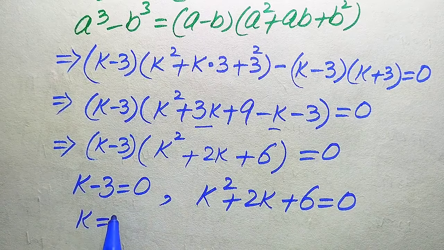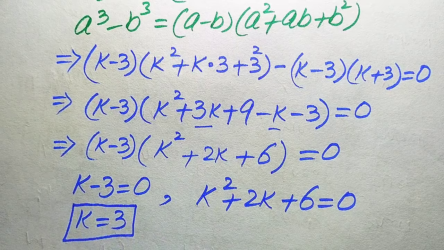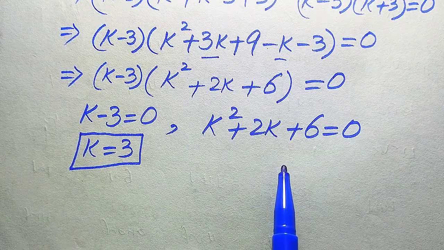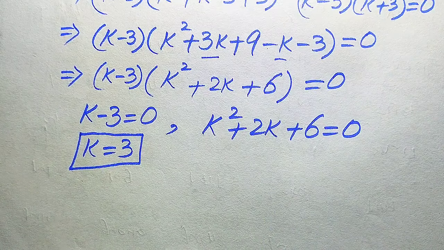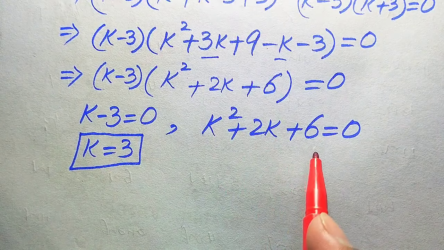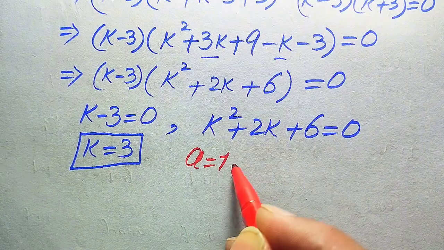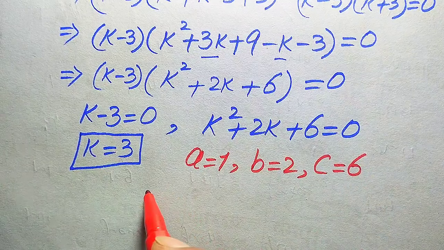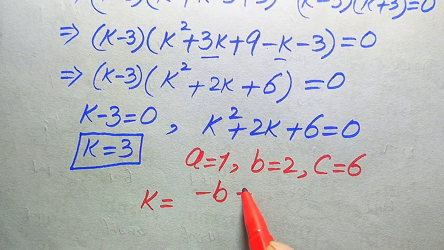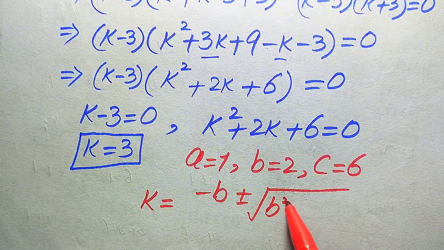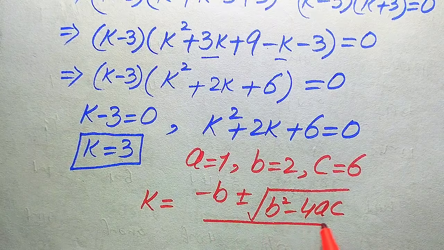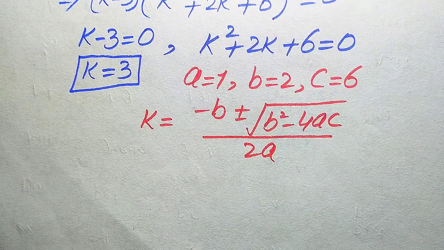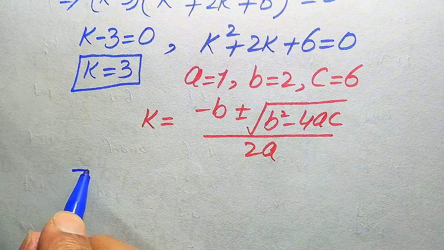So from here we easily get the value of k equals 3, and you see here this is the quadratic equation, and we need to use the quadratic formula to solve this equation. For the quadratic formula we need to write the coefficients of this equation, and its coefficients are a equals 1, b equals 2, and c equals 6. And we state the quadratic formula as k equals minus b plus minus square root of b square minus 4ac, divided by 2a. So this is our quadratic formula. And here we need to substitute the values of a, b and c.